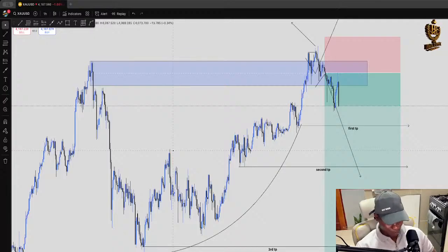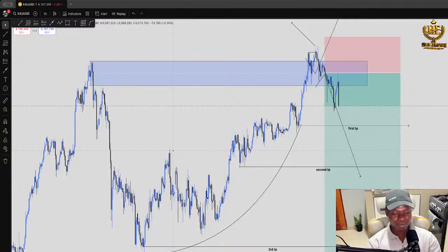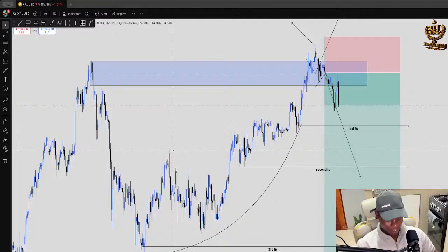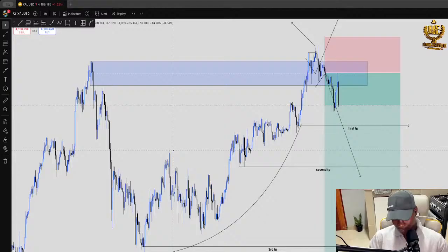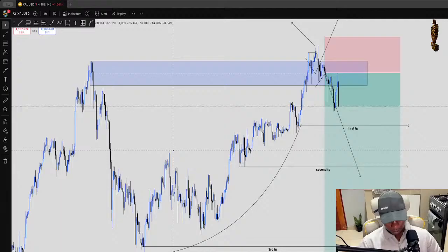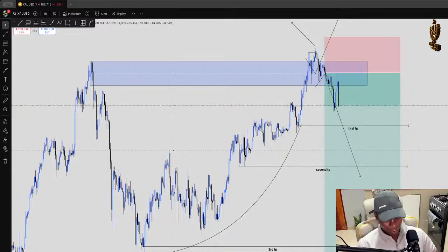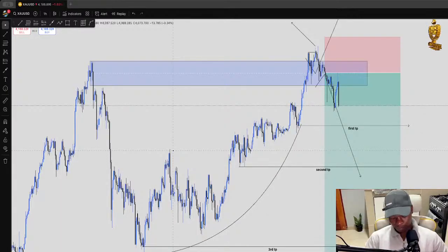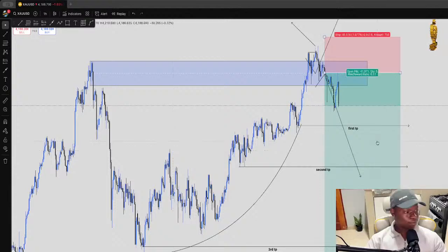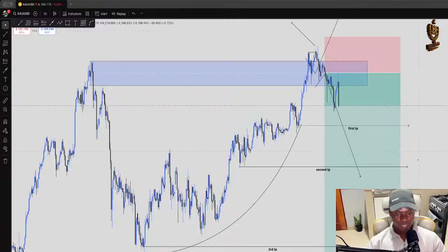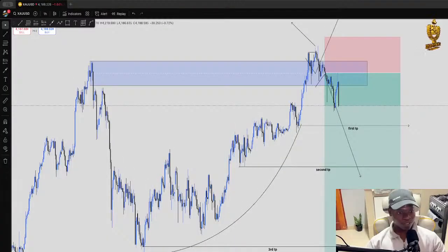Look at that drop. This is the same signal that I gave my students. I told them to sell this thing.